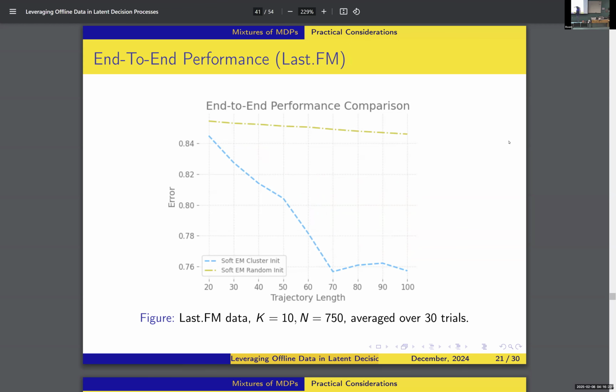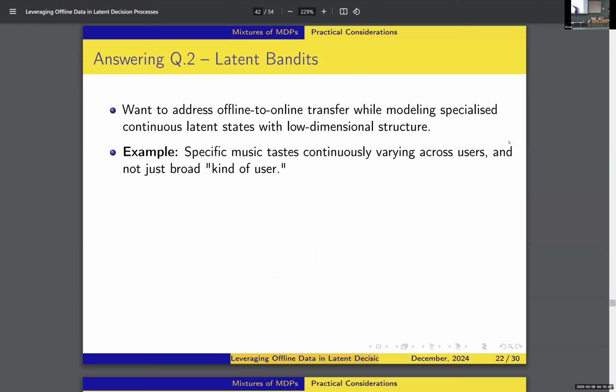Answering question 2, which is offline to online transfer. So we said we want to address offline to online transfer. And this time I said we're modeling specialized continuous latent state. What does that mean? Instead of just looking at a broad kind of user, which is what we were doing in the previous paper, we are looking at specific music tastes, which will continuously vary across users. So we're going to do that.